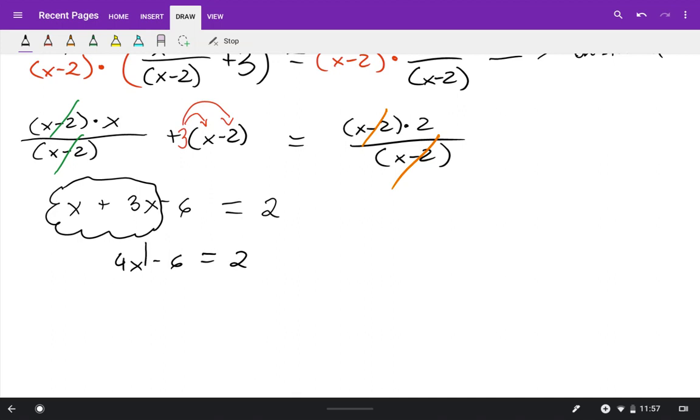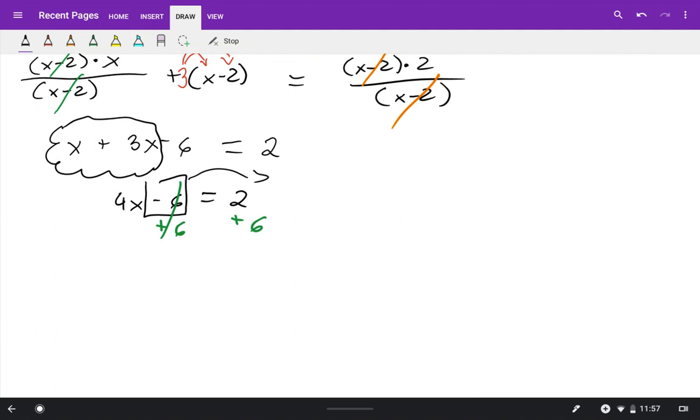And now numbers, we're moving to the right side. Since it's -6, we are going to add the opposite, which is +6 to both sides. That will cancel, and we end up with 4x equal 8. And the last step, just divide each by 4. We're getting x equal 2. Okay, so this is the solution.